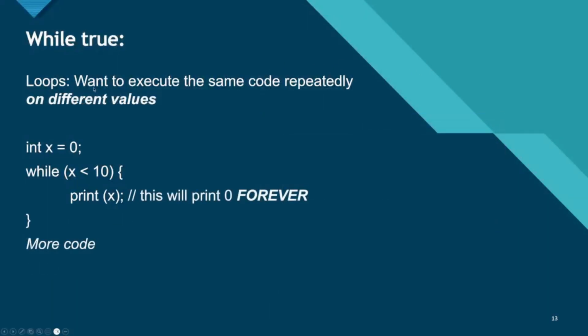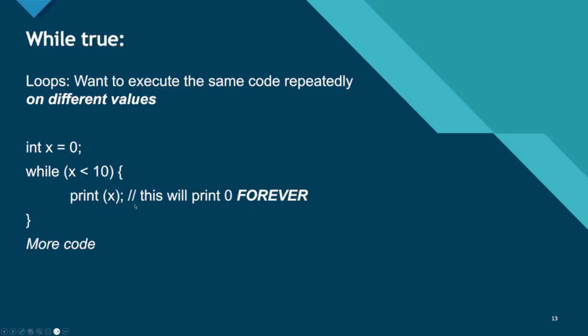So again, we want to make sure that we are executing the same code repeatedly on different values. Something needs to be changing, and that thing that is changing or has the capability to change, that's what we're putting in our condition. So if we do this as opposed to this code, see if you can see what's different here. x equals 0. While x is less than 10, print x. Well, as this says, this is going to print 0 forever.